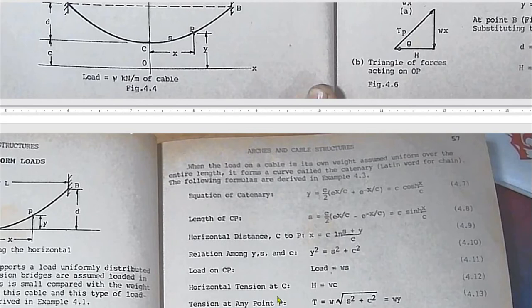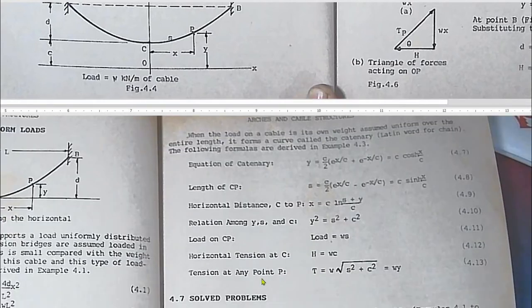And then we have the horizontal tension at point C. H is equal to W times C. Okay? Next, tension at any point P is equal to W times the quantity S squared plus C squared, which is equal to W times Y. Now let us take a sample.